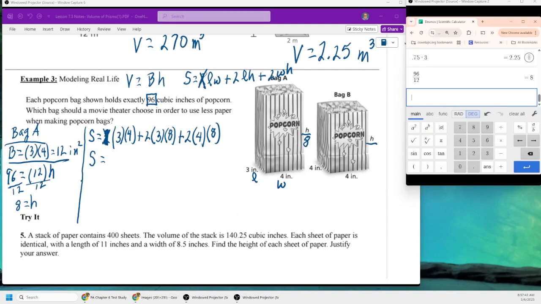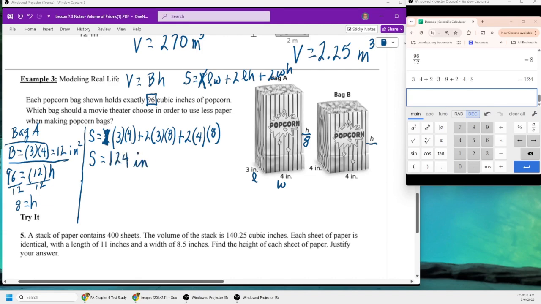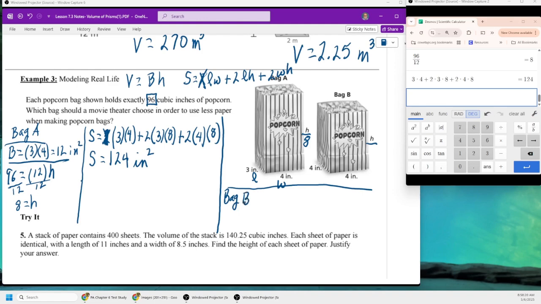Okay, so that's going to be 3 times 4 plus 2 times 3 times 8 plus 2 times 4 times 8. So that gives us 124 square inches of paper that would be used for that one. Okay, so now we have to go and look at bag B. We don't know its height, so that's what we have to figure out here for bag B.